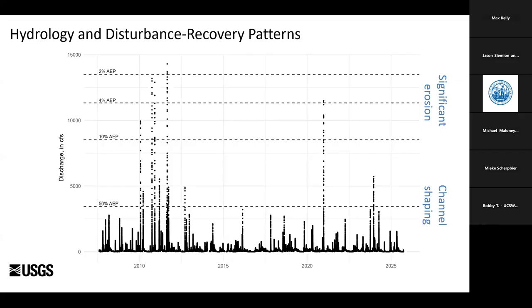Then we have a fairly quiet period from 2012 through 2020, where most of our flows were actually below that 50% AEP with one storm that exceeded that threshold. Then we have a big storm in late December 2020 that exceeded that 4% threshold, and then going back again into another recovery period. And so we're going to dive into this in a little bit more detail on how this affects the turbidity a little bit later in the talk.